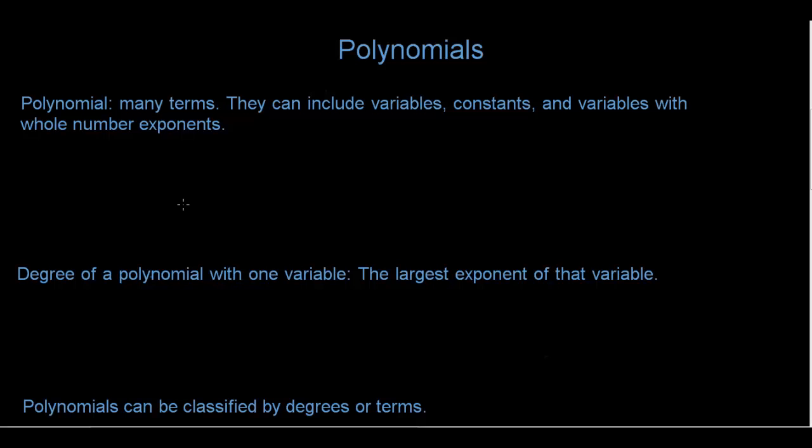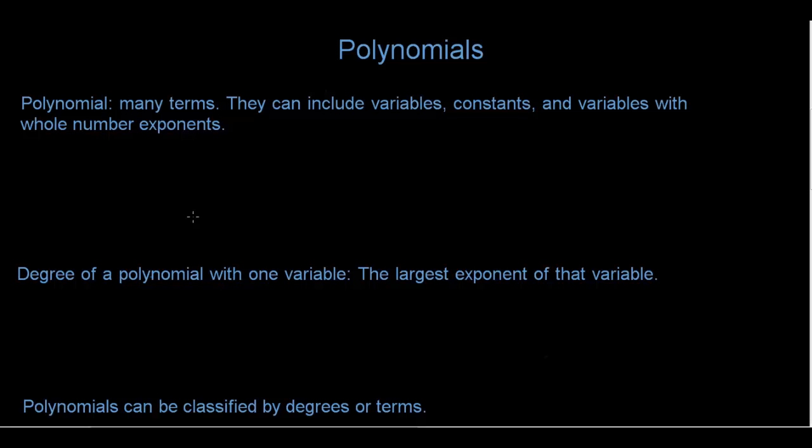In this lesson, we're going to learn how to classify polynomials. Polynomial means many terms, and polynomials can include variables, constants, and variables with exponents. The exponents have to be whole numbers. Whole numbers are the ones that start with 0: 0, 1, 2, 3, 4, 5. They do not include negatives. They do not include decimals.